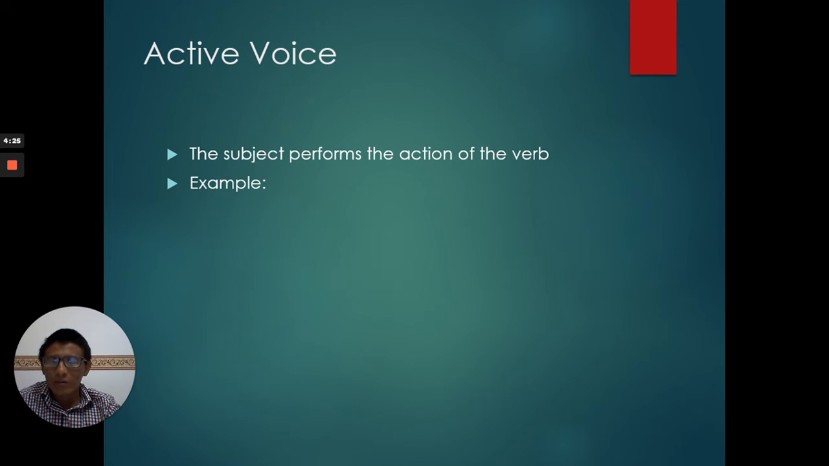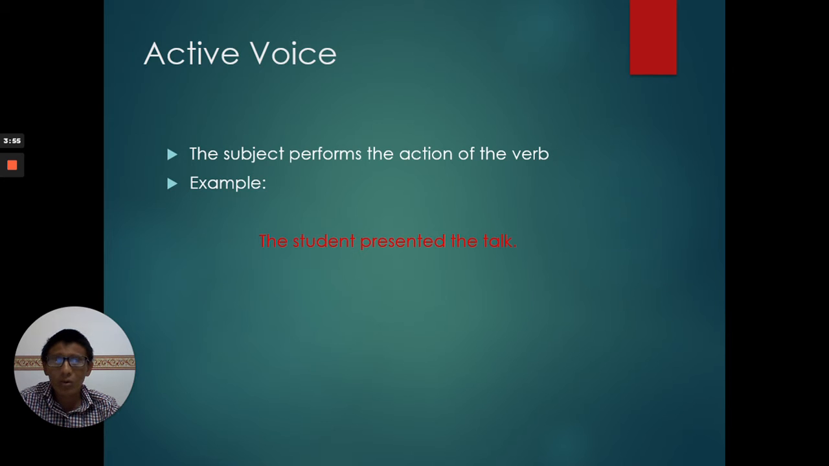What is active voice? In the active voice, the subject performs the action of the verb. Let's see an example. The student presented the talk. The first thing you have to have in mind is to find out in what kind of tense the sentence is written. In that case, this sentence is written in the simple past. The student presented the talk.